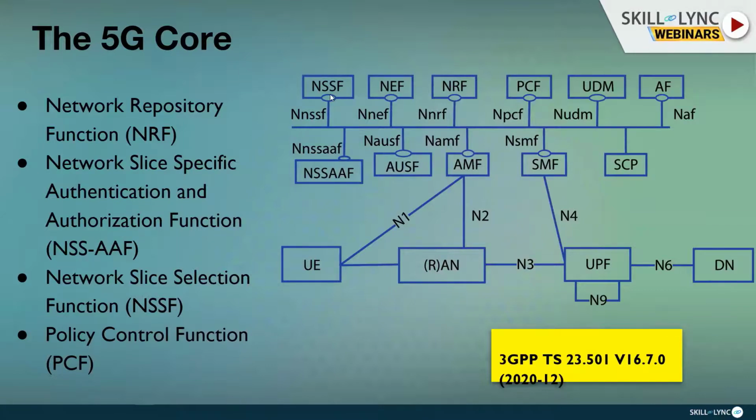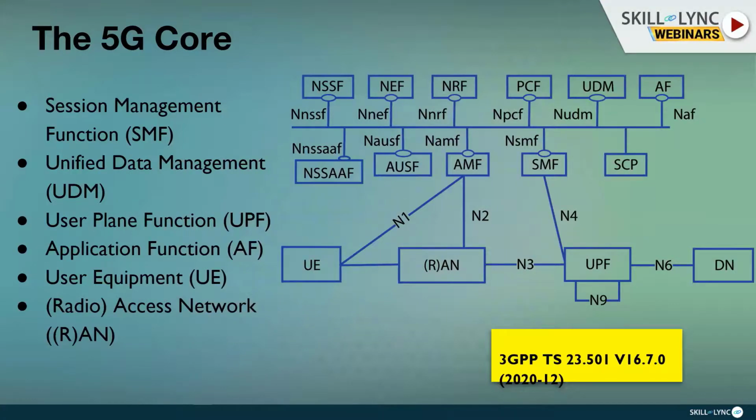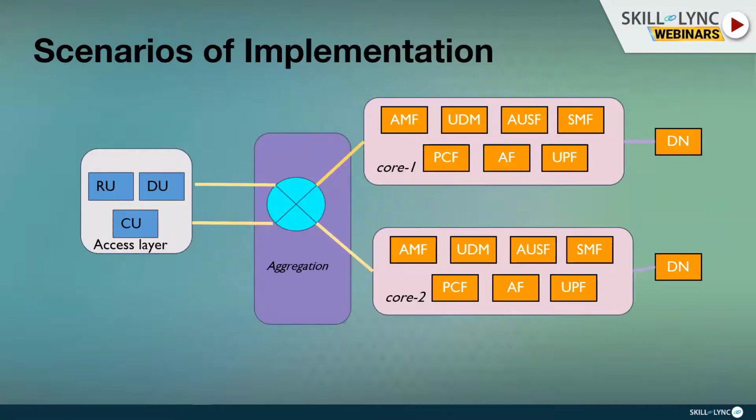So this is NSSAF and NSSF. These two work in tandem with each other. Next is the user plane function. As I said, the user plane function is near to the RAN here, and you would see R is in brackets. So we can have a radio access network or only an access network, or we can have a wired access network as well. Then we have the user equipment and the application function, which is the list of applications that we can have. So let's see what are the scenarios of implementation.